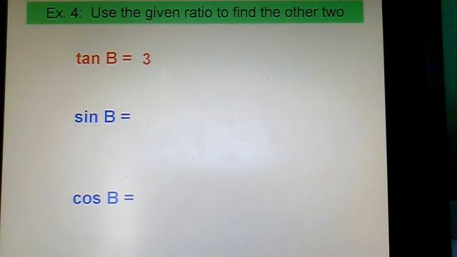Same idea on the next one. Tangent of B, I'm going to give it to you. It's 3. You figure out sine of B and the cosine of B. I recommend the drawing. You don't have to do it. Sketching a triangle helps, but it doesn't make it mandatory on there.